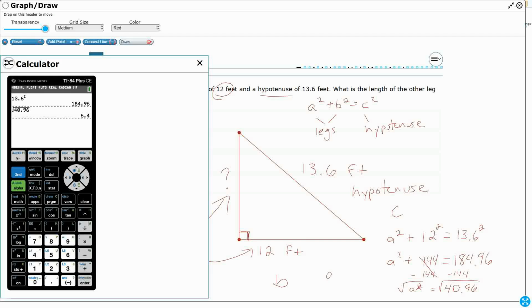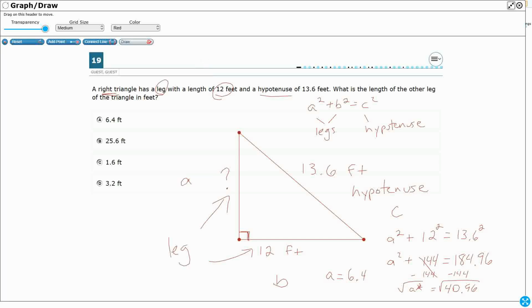All right, so that's what it looks like. A equals 6.4. And if we want, we can double check it. 12 squared plus 6.4 squared is going to equal 184.96, which is that 13.6 squared. All right, so our answer here is going to be A.